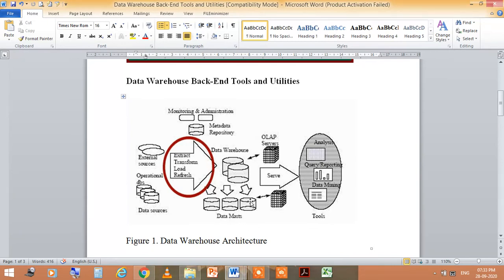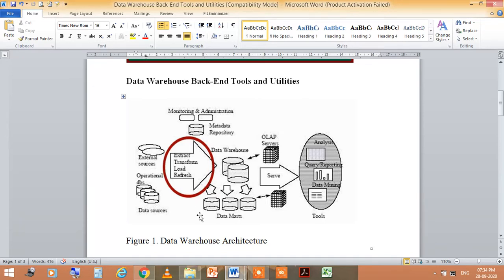And data mart is what? You can see the small sections, like in malls you go, there are different sections, like some showrooms of shoes, some showrooms of garments, and some showrooms of other items. So there are different marts, meaning subject oriented. Then this section comes under monitoring and administration. Here is the metadata repository. Metadata is what? Data about data, right?